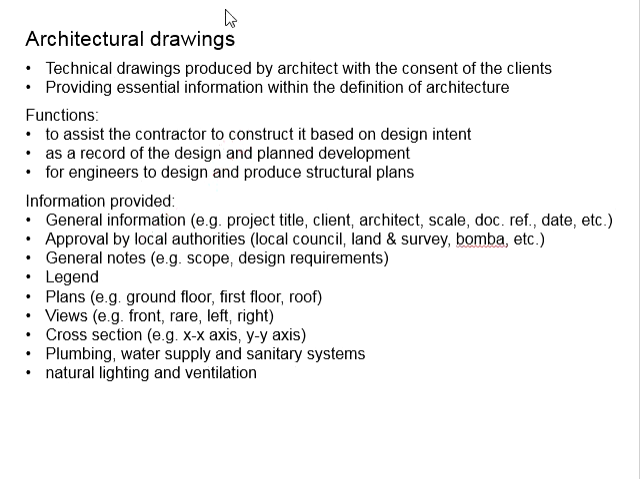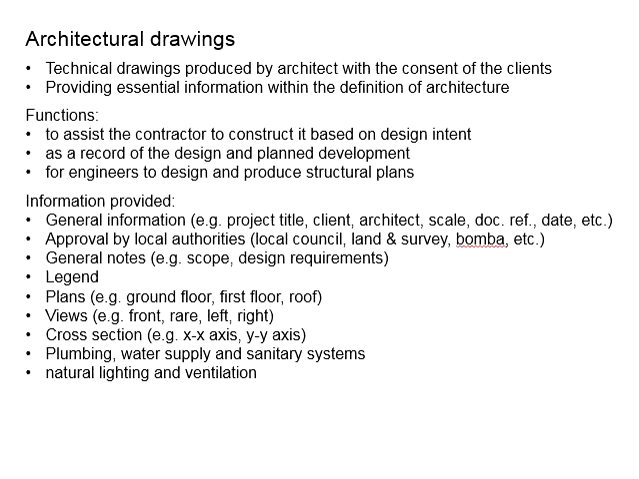There will be general notes for the personnel reading the technical drawing, which include the scope as well as the design requirements. There will be legends for the symbols used in the architectural drawing. There will be plans of the buildings, such as the ground floor plan, first floor plan, roof plan, and etc. The number of plans will depend on the number of stories. For a typical 2-story building, there should be at least 3 plans: one for the ground floor, one for the first floor, and another one for the roof.